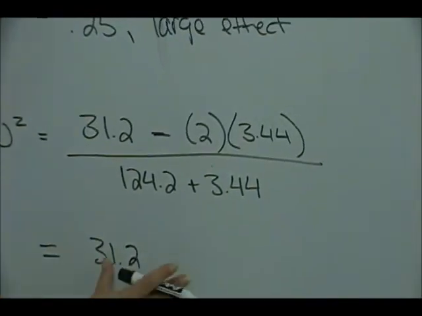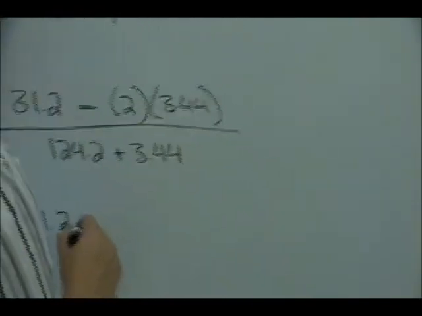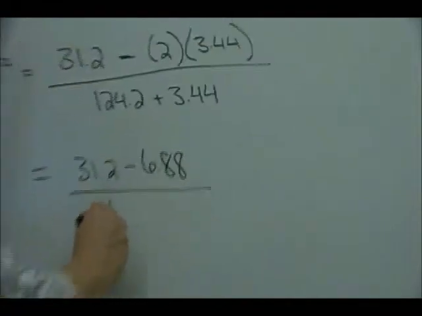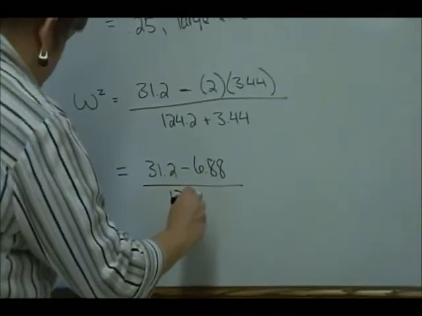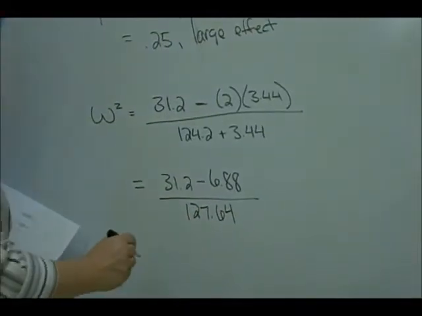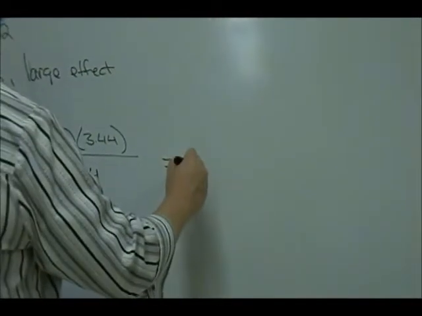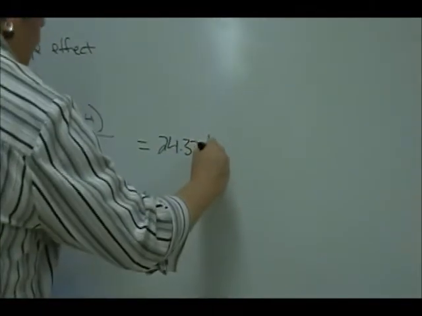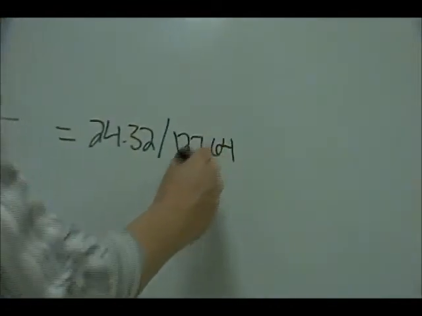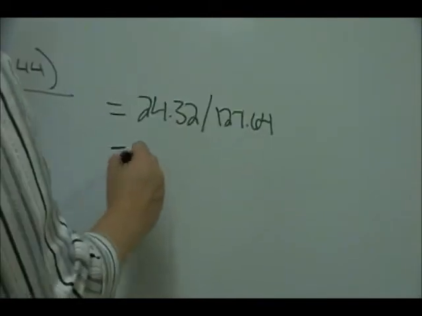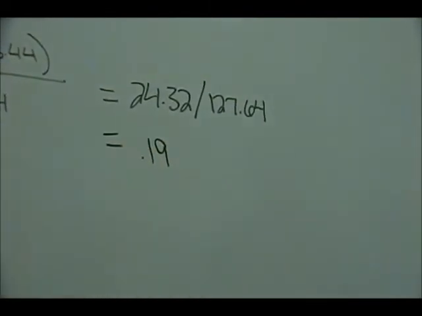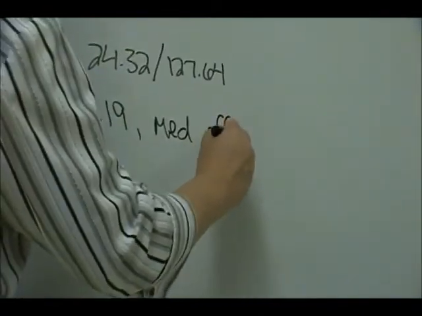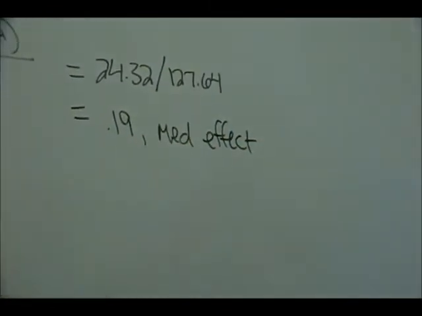And again, we're going to be showing every step of our work in our Excel sheet. Minus 6.88, divided by 127.64. And I'm just going to go right here with this, which is going to equal 24.32 divided by 127.64. And that is going to give us an overall omega squared of 0.19, which we do see is a medium effect as expected, instead of that large effect. Okay, this is the more conservative estimate.